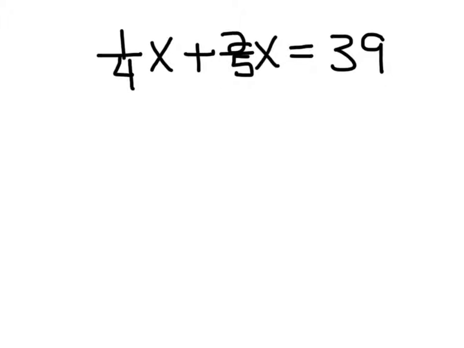The last example that we are going to look at is going to contain fractions. The coefficients of our variable x are fractions. In order to be able to add fractions, it's just like we learned in 4th grade or 3rd grade, we must have a common denominator. The common denominator between 4 and 5 would be 20.